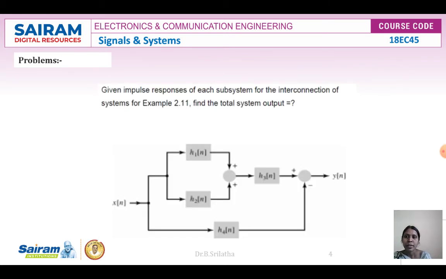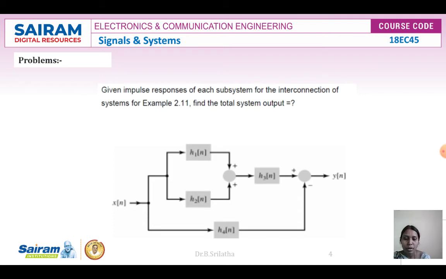Next we will see some problems. So now we can see one problem. Given the impulse responses of each subsystem for the interconnection of the system, find the total system output. So we need to find the total system output for this block diagram. Here x1 of n is nothing but the input and y of n is nothing but the output.